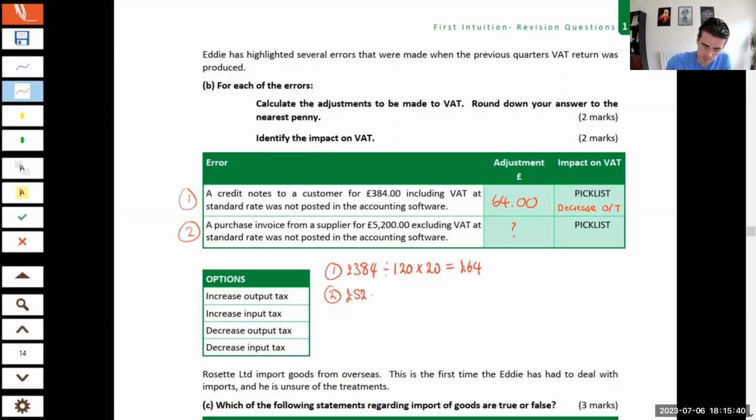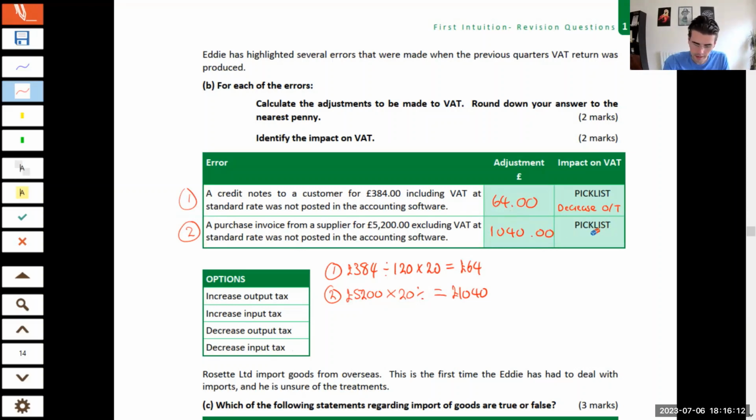£5,200. And again, it's ex VAT. So all I need to do essentially at the standard rate is times by 20%. Again, you can do divided by 100 times by 20, divided by 0.2. Whatever way you want to do it is fine. But ultimately, as I can see people putting in the chat box, which is great, you should be getting the answer of £1,040. Let's put that in. 1,040.